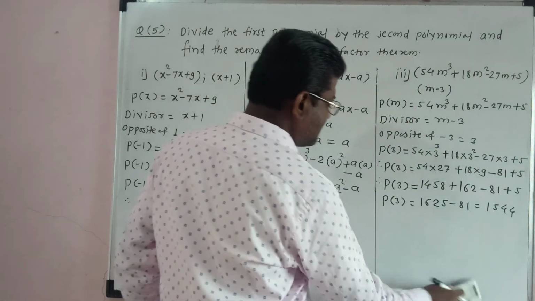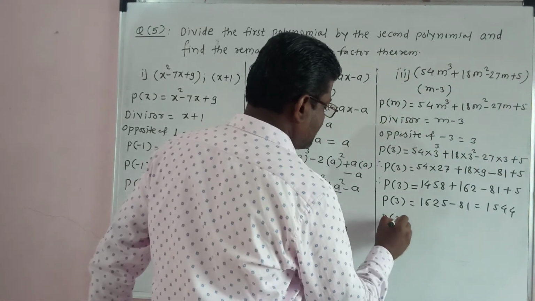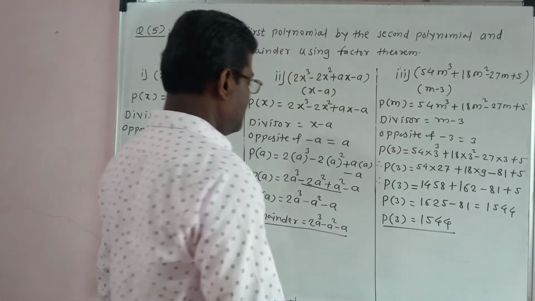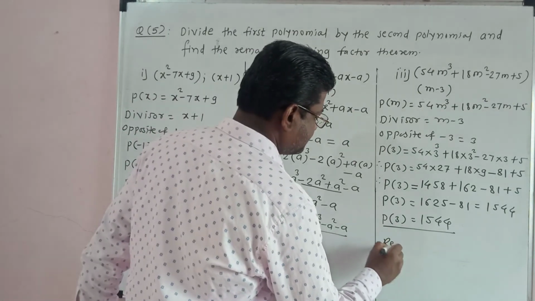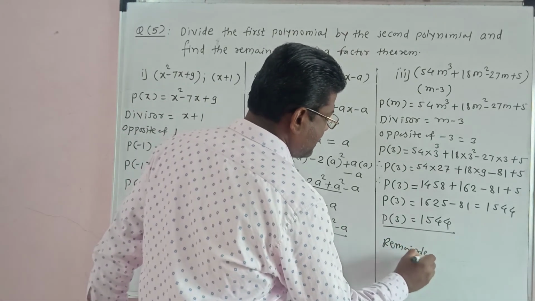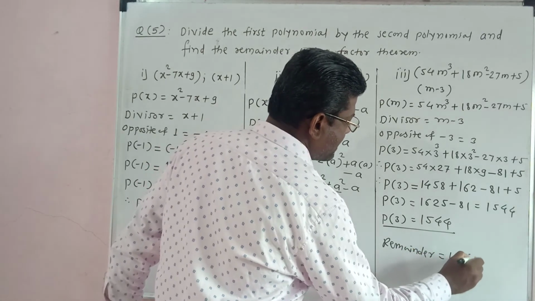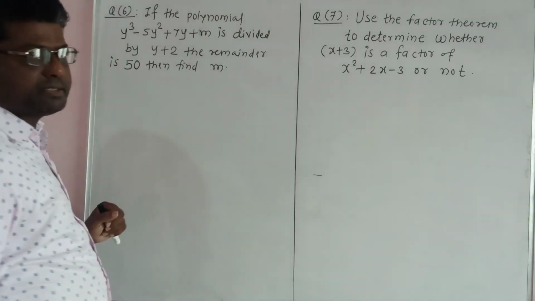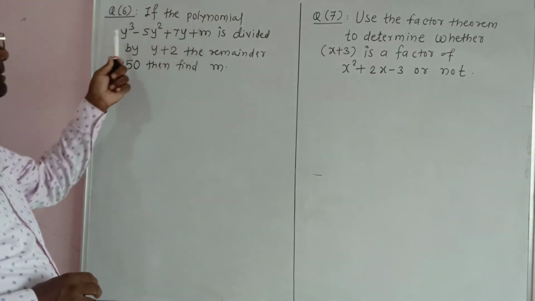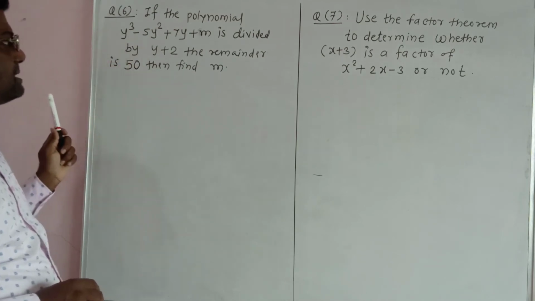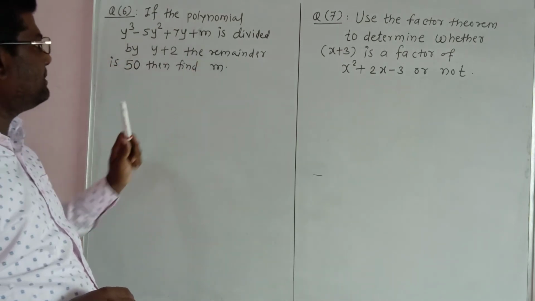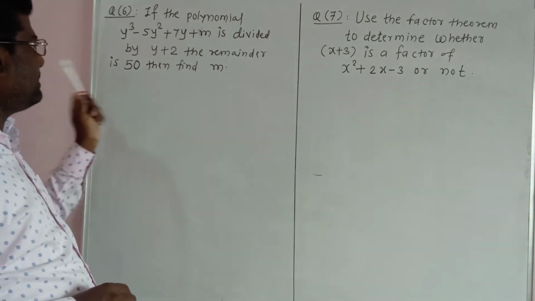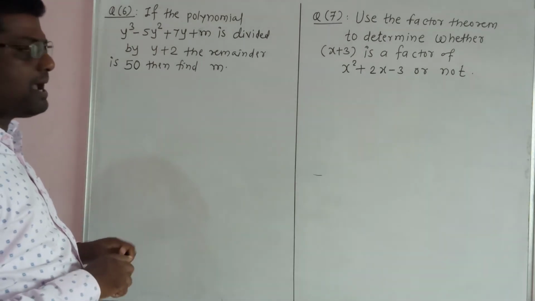Therefore the answer P of 3 is equal to 1544. So the remainder is 1544. Question number 6. If the polynomial y cube minus 5y square plus 7y plus m is divided by y plus 2, the remainder is 50, then find m.